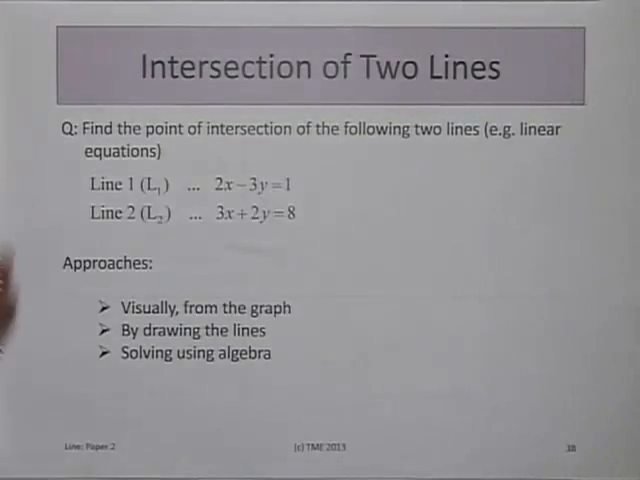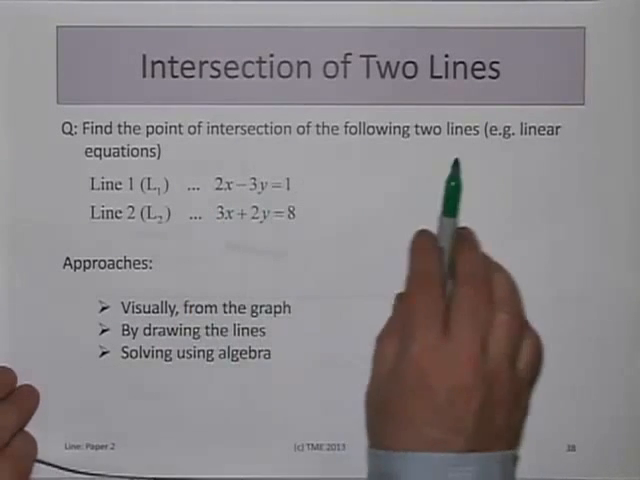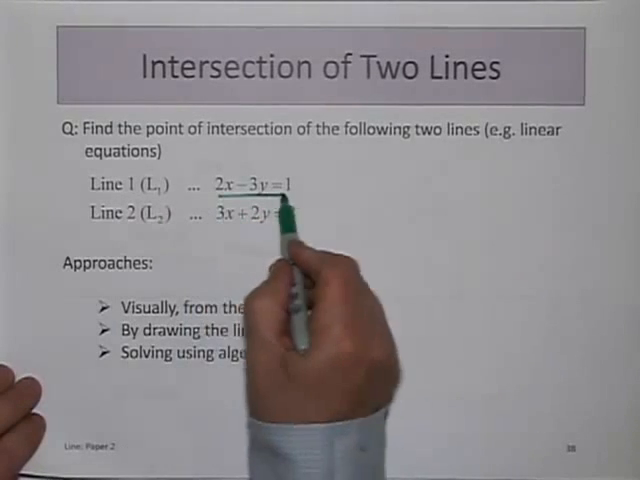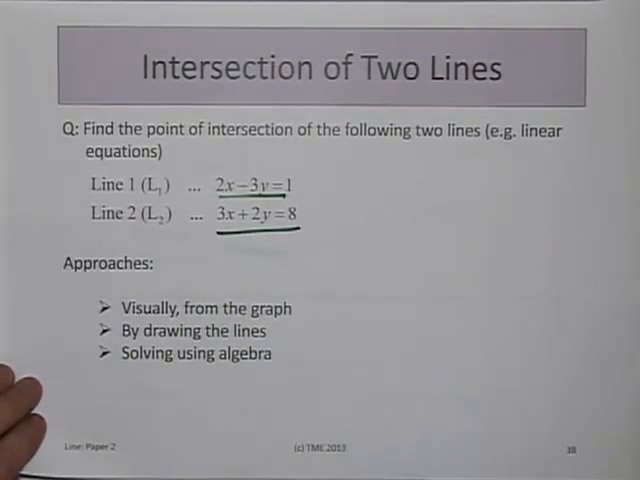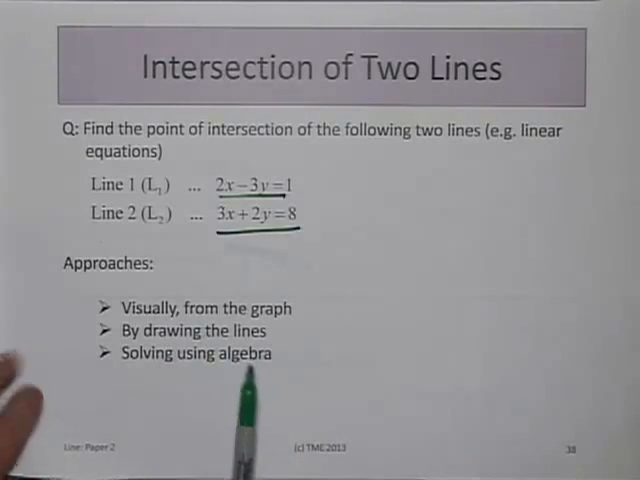But then they say, no, we want it actually accurately, please. So we say, find the point of intersection with the following equations: 2x minus 3y is 1, and 3x plus 2y is 8. We've done it visually from the graph. Now we're going to draw the lines and see where they cross.